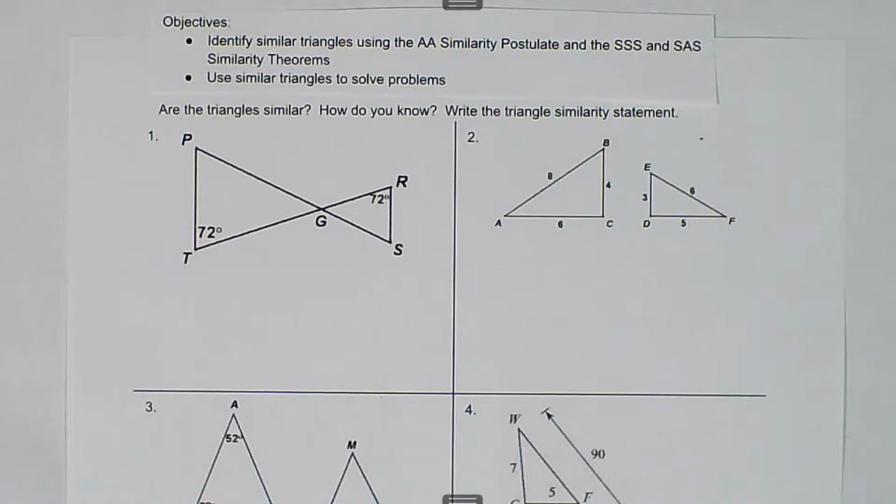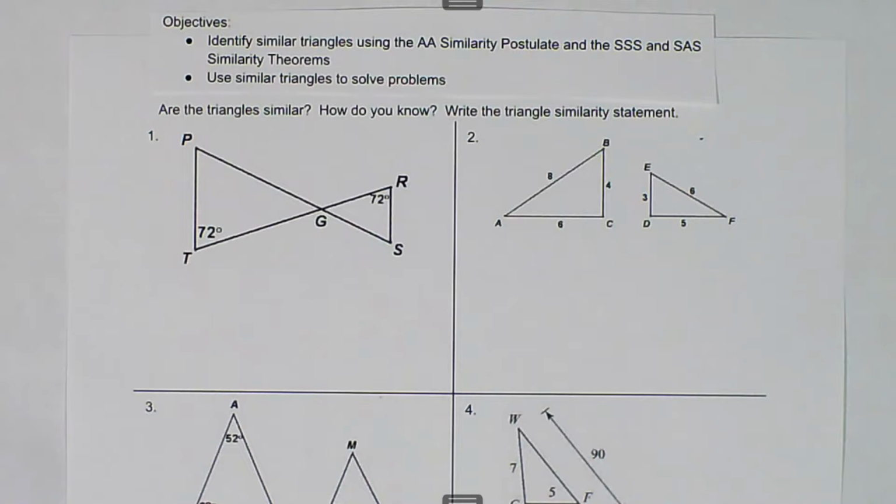We are talking about identifying similar triangles using the AA similarity postulate and the SSS and SAS similarity theorems, and we want to use similar triangles to solve problems. In this case, we have 6 examples, and the question is, are the triangles similar? How do you know? And then write the triangle similarity statement.